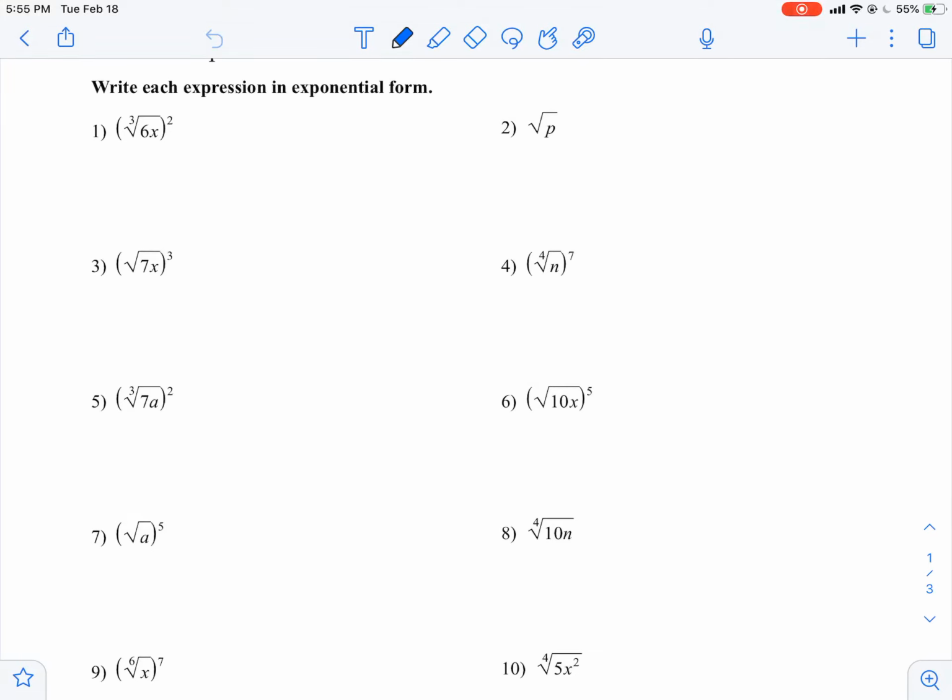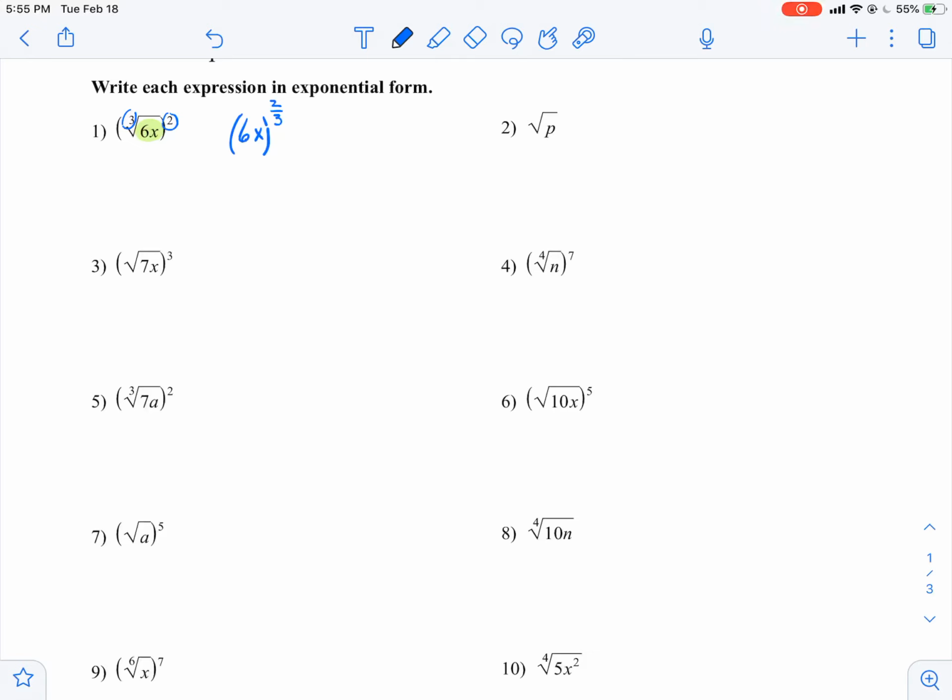Okay, so here's some examples that we're going to be working through. We're going to be writing these in exponential form. Now, when you're doing this, remember to pay attention to what your a is. In this case, my a is 6x. And so I am going to write 6x, that whole thing, and then power over root, or exponent over index. So this would be to the 2/3 power. Since the 6x is all underneath the radical, I need the parentheses, okay?